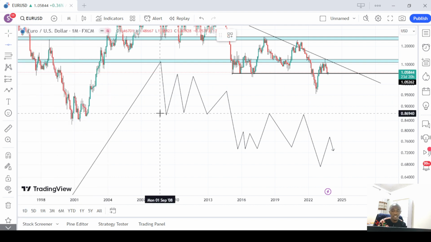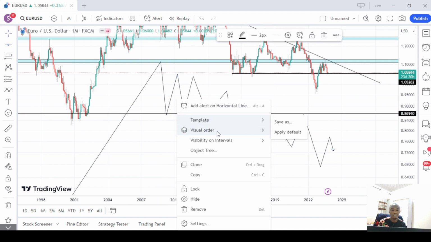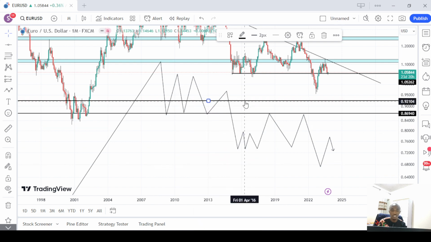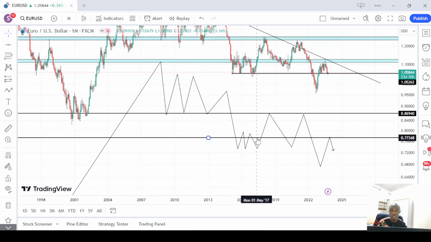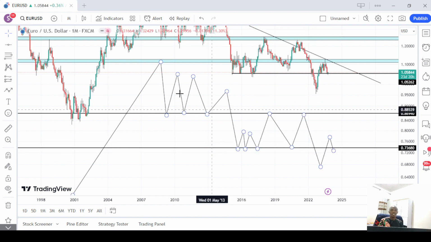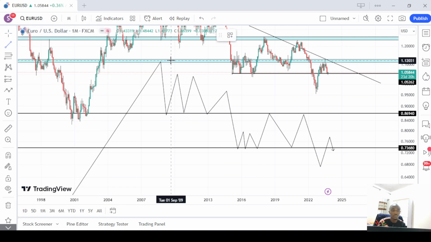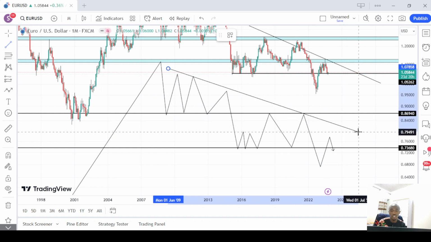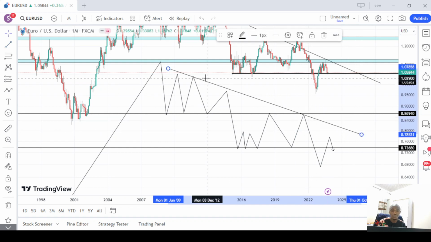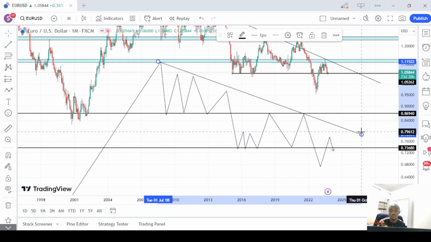You can see price respecting it. This is the normal market structure. You can even get a trend line. You can even have a trend line from that level.